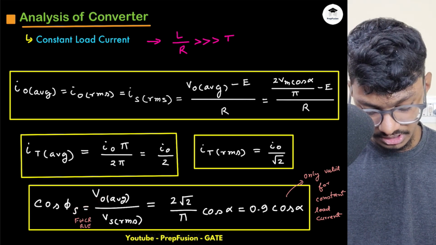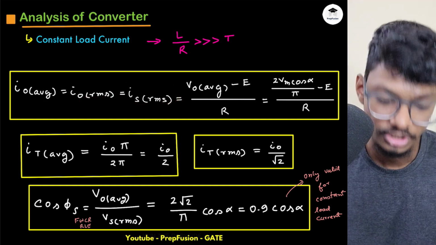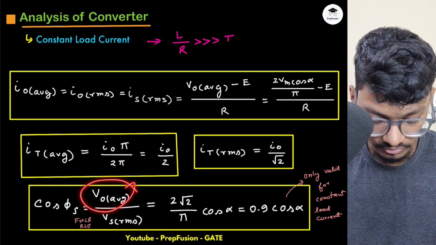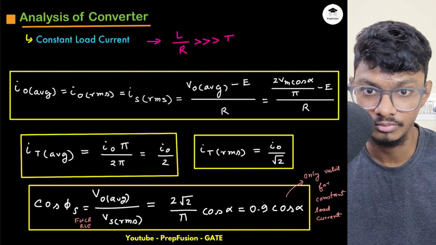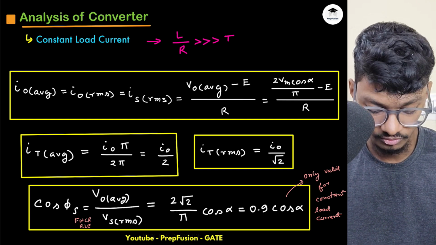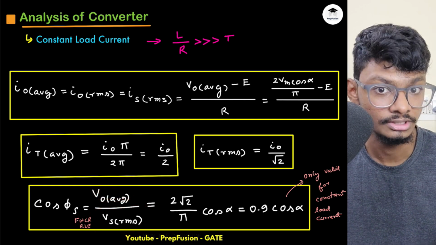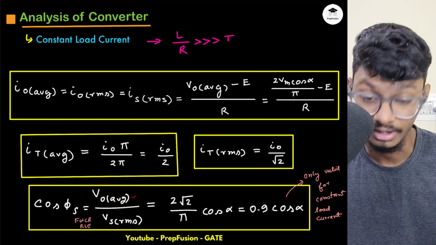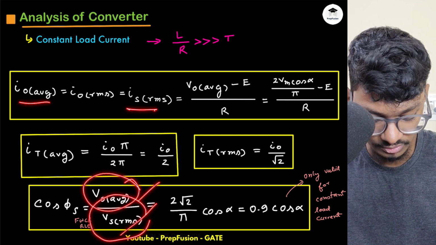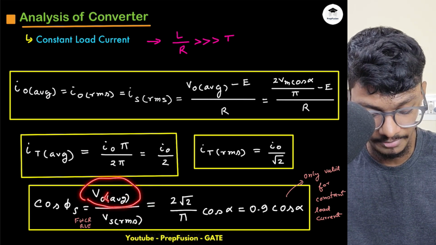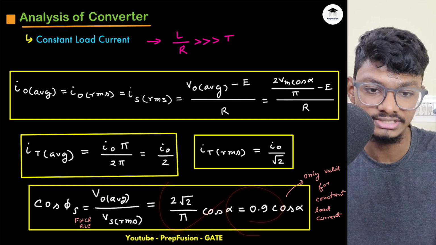What happens is my IO average, IO RMS and IS RMS become equal, so they get cancelled out. I am only left with VO average and VS RMS. Why? Because PO is purely DC power, which is VO average into IO average, in the numerator, and in the denominator I have VS RMS into IS RMS, the apparent power. So IO average and IS RMS are equal, so they get cancelled. I am only left with VO average upon VS RMS, and I know the formula for VO average: it is 2 VM upon pi times cos alpha. If I do the computation, you will get 0.9 cos alpha.